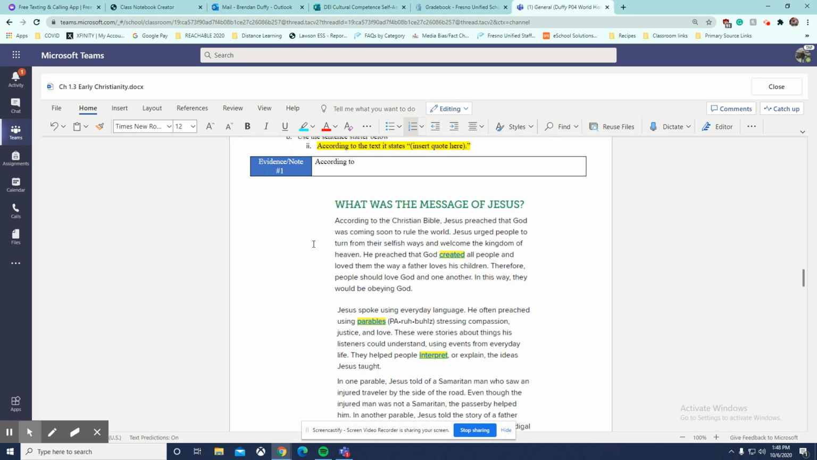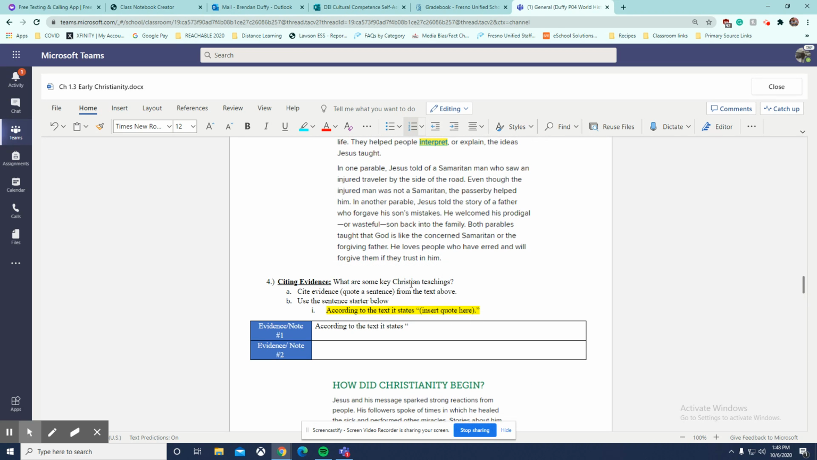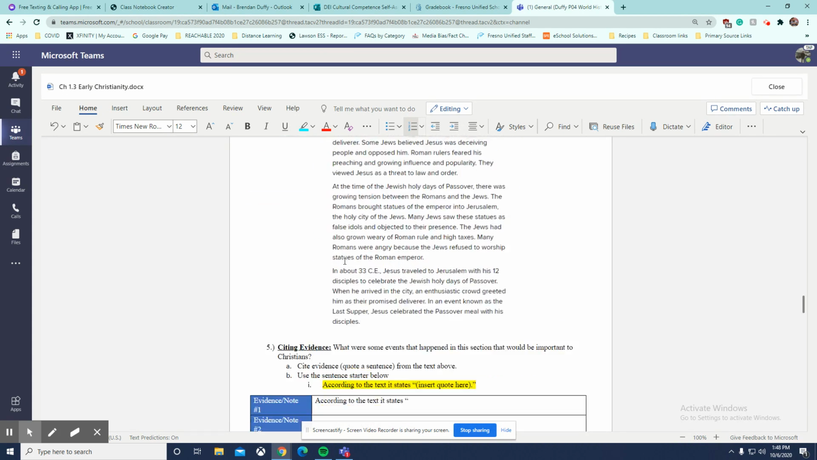There's only 3 sentences. Make sure you guys are being careful with this and looking for the one that gives you the most information. Next, you're reading about Jesus' message, looking for some key Christian teachings. We're trying to learn about what these people believe. So look for some key stuff, and you're going to cite evidence just as in the other ones.